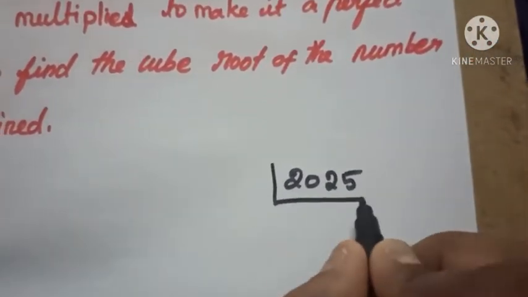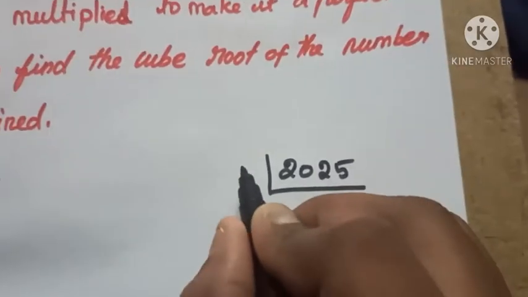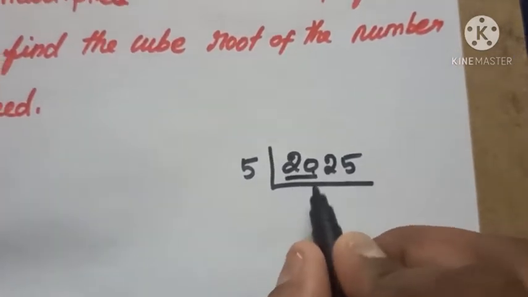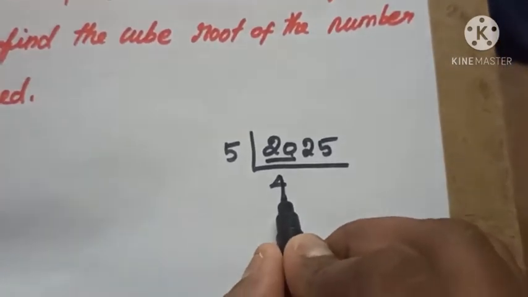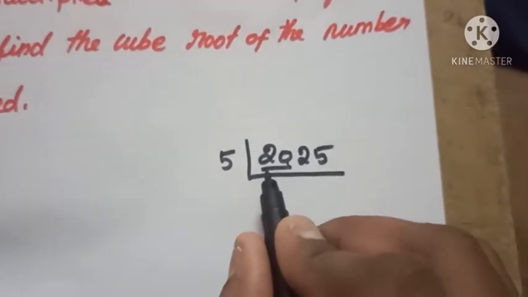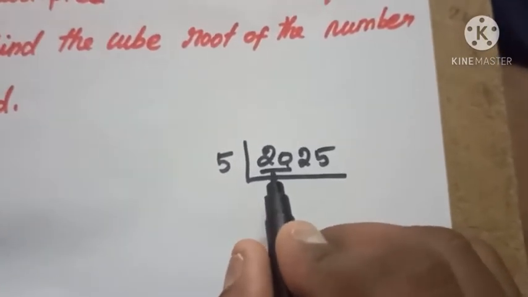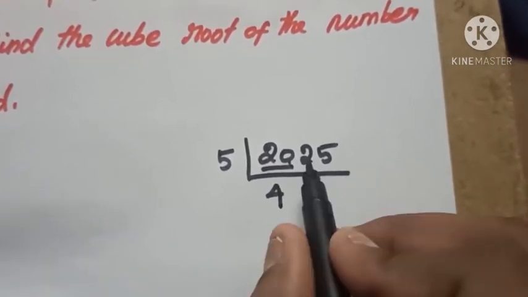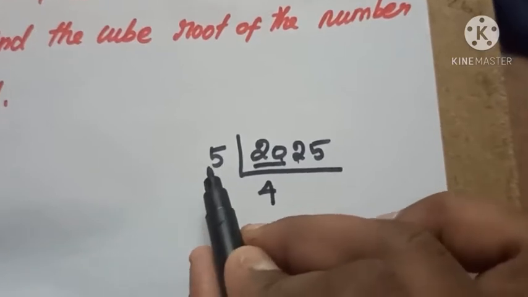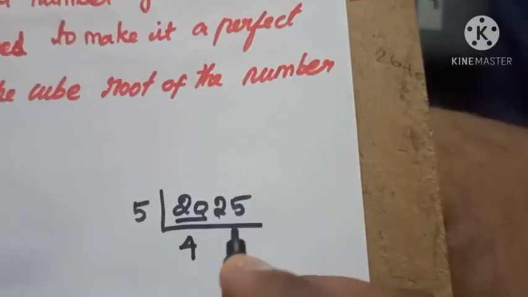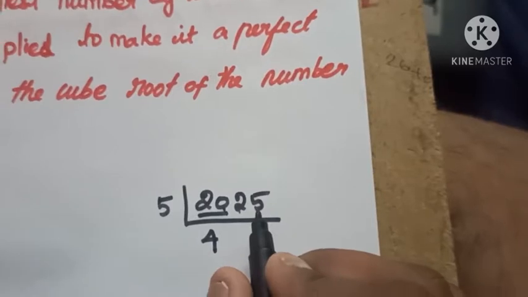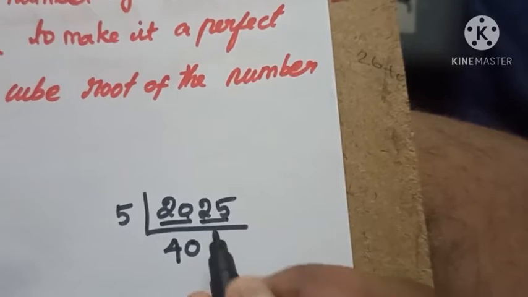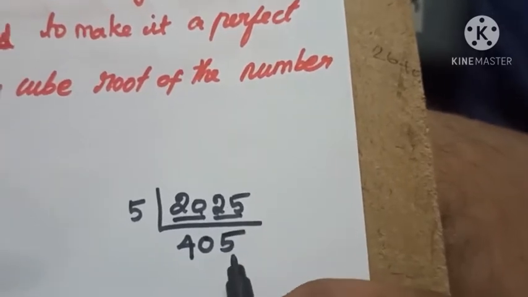2025. A number ending with 5, I take 5 to divide. 2 is smaller, so we take 0. So 20, how many times? 4 times. Now you can check. The first time, as I already told, you can take as many digits as needed, no problem. But the second time you must take only one digit, that is 2. So 2 is smaller than 5, you need to take 5. So we must bring down the 0 to take these digits. Now it becomes 25. So 5 times 5, 25.